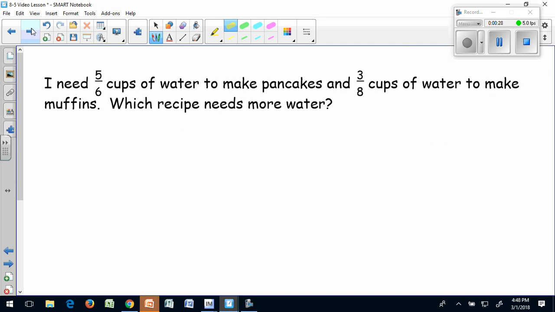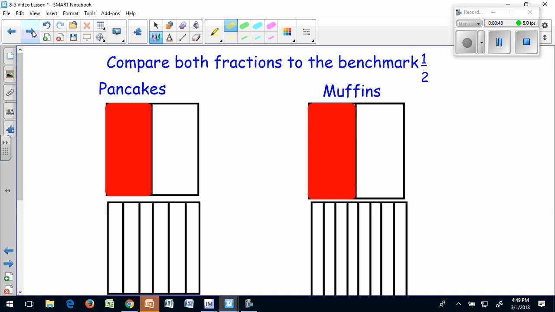Let's use benchmark fractions to work on an example. I need 5/6 cups of water to make pancakes and 3/8 cups of water to make muffins. Which recipe needs more water? So we're going to use a benchmark fraction to compare 5/6 with 3/8. And we're going to use the benchmark for 1/2.